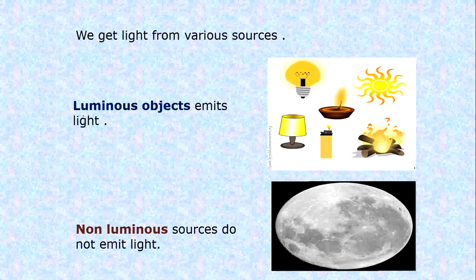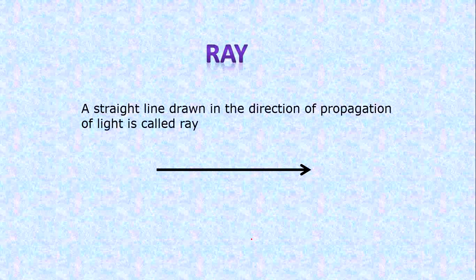Next, there are two types of sources, luminous objects and non-luminous objects. Objects like a bulb, light, diya, sun, fire, all these emit their own light. So these are luminous objects. And non-luminous objects don't emit their own light, for example the moon, ourselves. Any object that does not emit its own light is a non-luminous object.